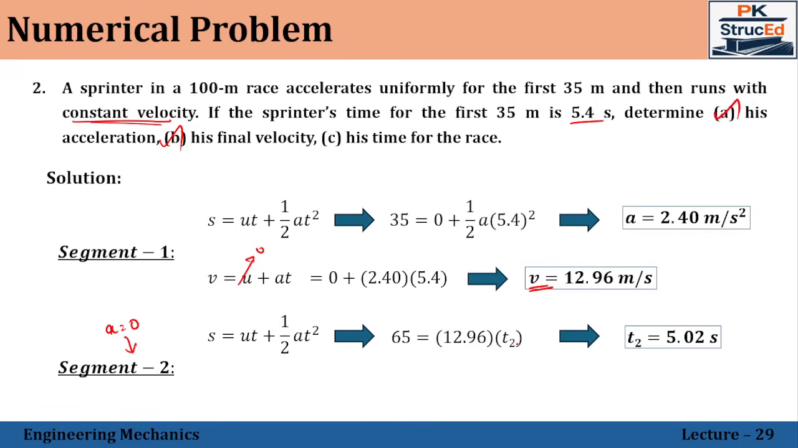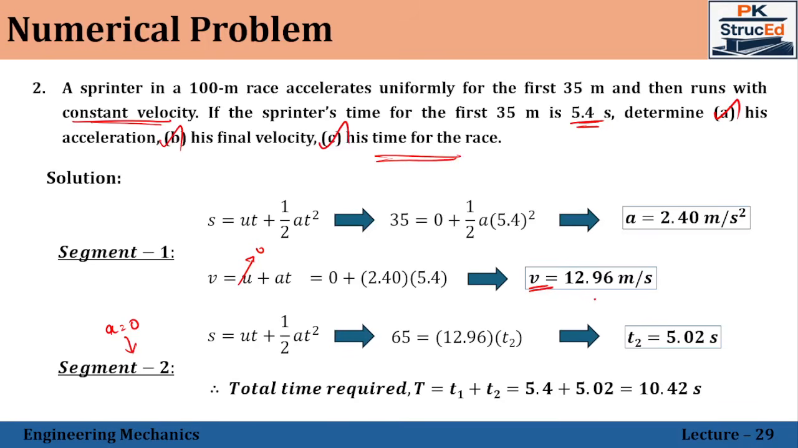Solving this, we are getting the time required for the second segment, that is 65 meters, as 5.02 seconds. The first segment time has already been given. Therefore, the total time taken by the sprinter to complete his race is T1 plus T2. That is 5.4 seconds plus 5.02 seconds. We are getting 10.42 seconds.